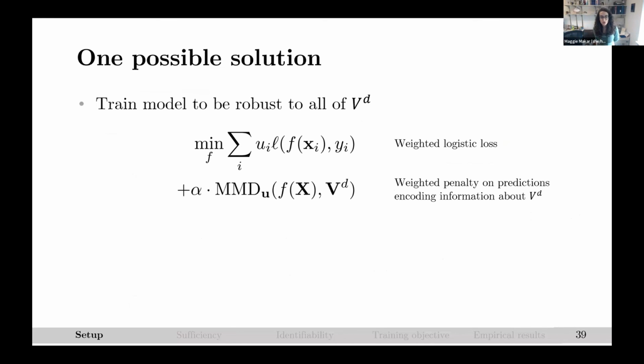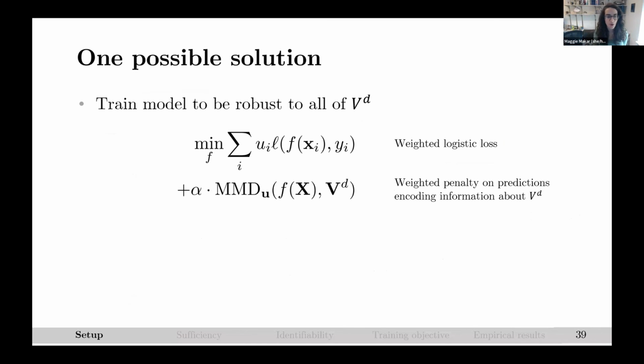One naive solution would be to develop a model that induces independence to all V^D. So again, we define weights similar to before, and we would try to minimize this with this additional penalty in the second line.